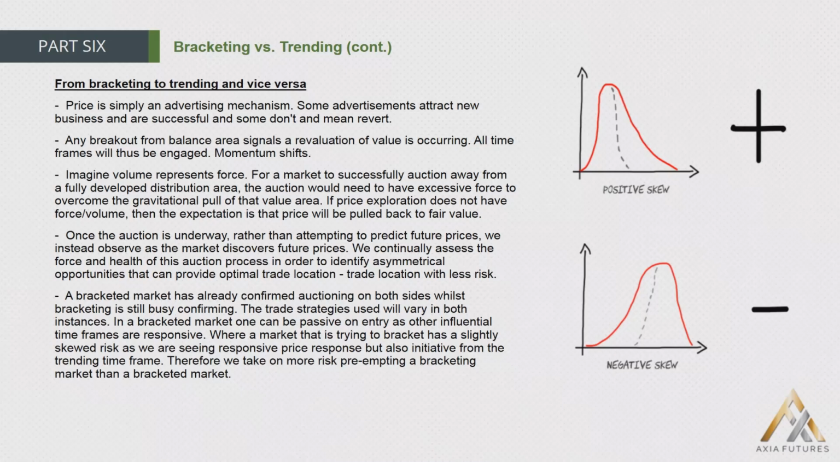So, note, a bracketed market has already confirmed auctioning on both sides, whilst a bracketing market is still busy confirming. The trade strategies used will vary in both instances. In a bracketed market, one can be passive on entry as other influential timeframes are responsive, whereas a market that is trying to bracket has a slightly skewed risk, as we are seeing responsive price response, but also initiative from the trending timeframe. Therefore, we take on more risk preempting a bracketing market than a bracketed market.